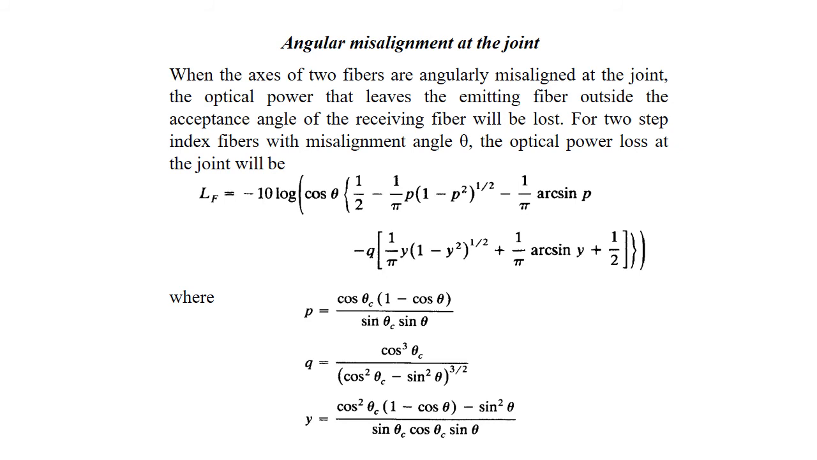Y is equal to cos square theta_C into (1 minus cos theta) minus sin square theta, by sin theta_C cos theta_C into sin theta. So this is the angular misalignment at the joint.